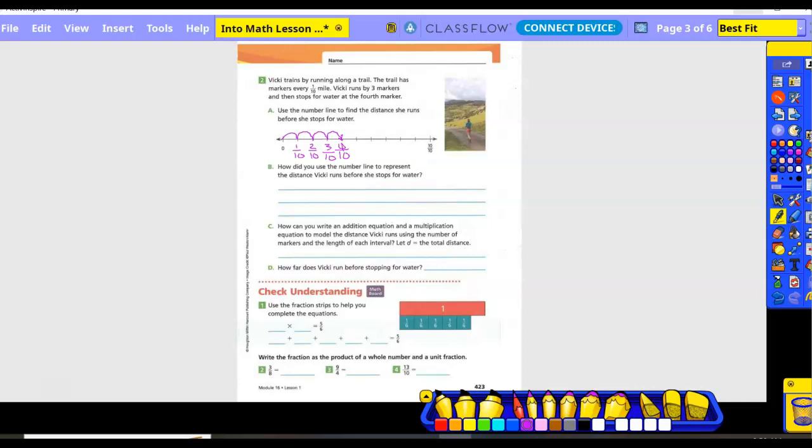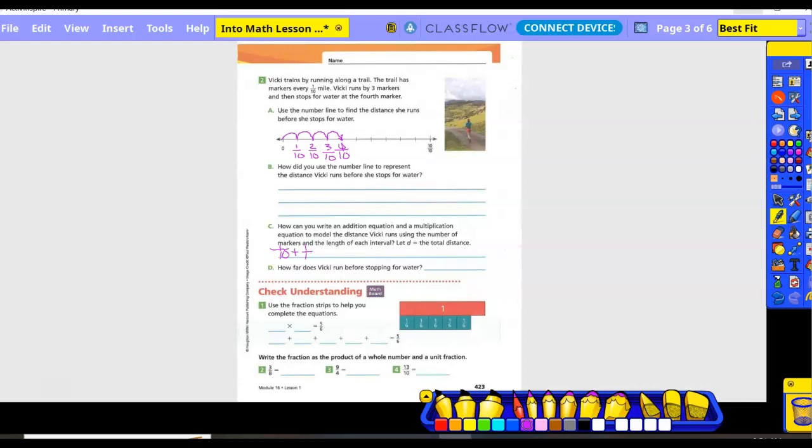How did you use the number line to represent the distance Vicky runs before she stops for water? So it said the markers were at 1/10 every time, right? Then we jumped that many times, as many as it said, and landed and stopped at 4/10, right? Okay, so how can you write an addition equation and a multiplication equation to model the distance Vicky runs using the number of markers and the length of each interval? So if we did addition, we could do what?